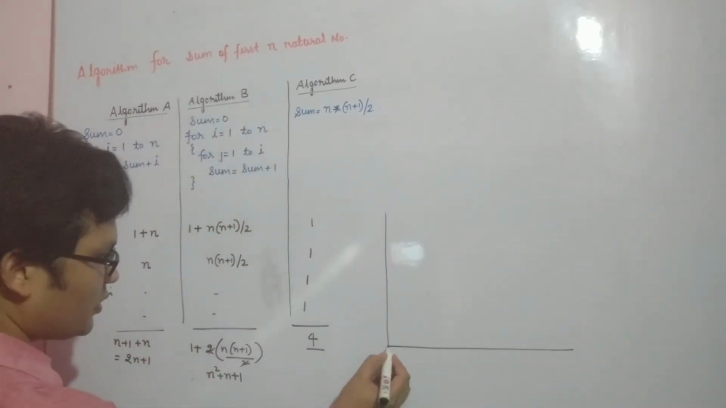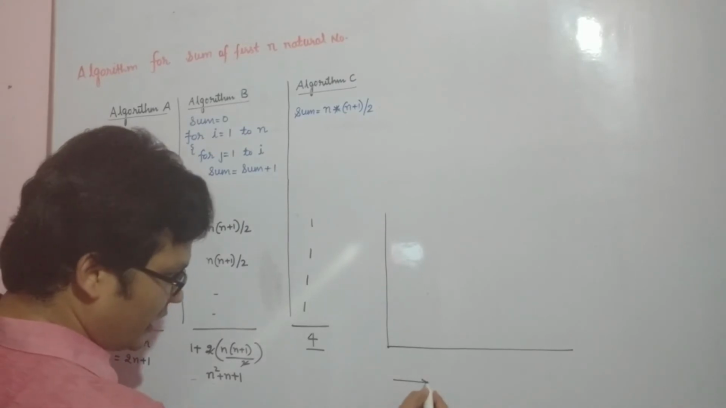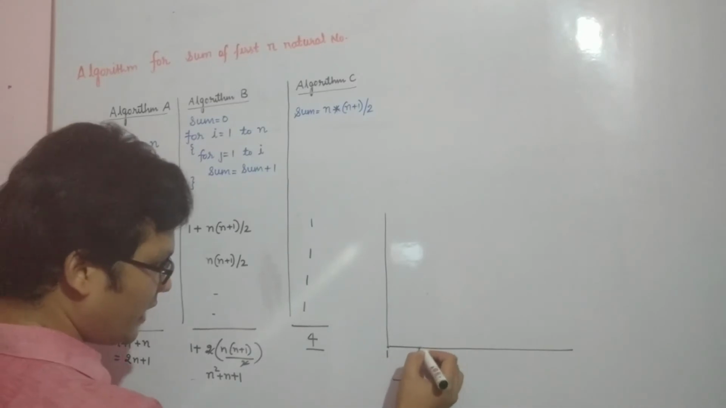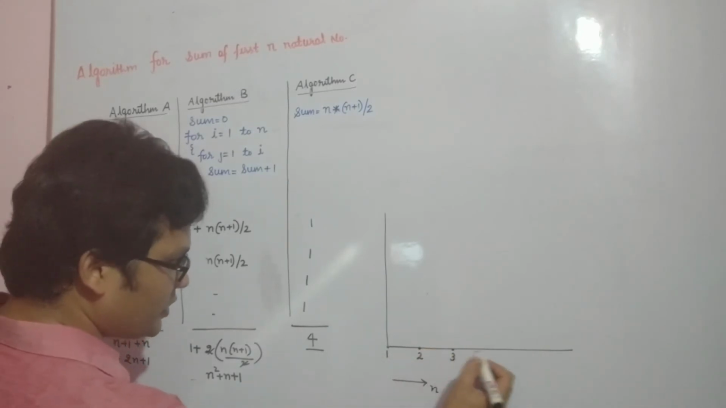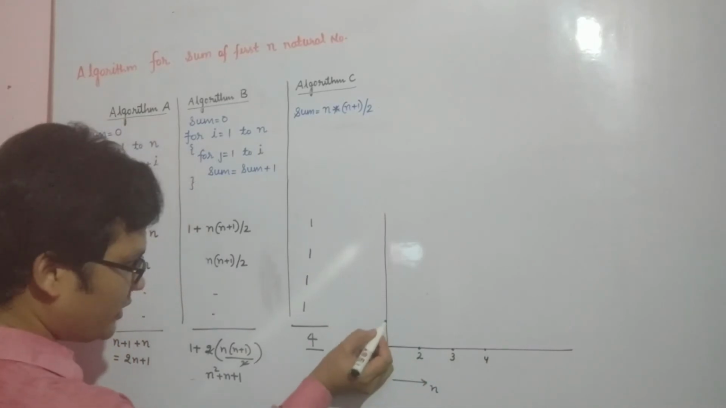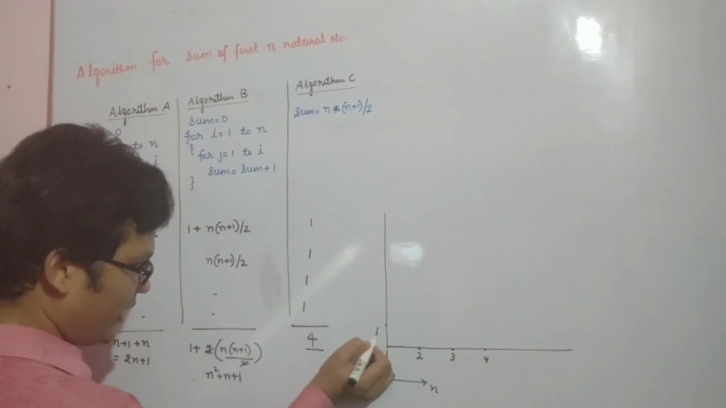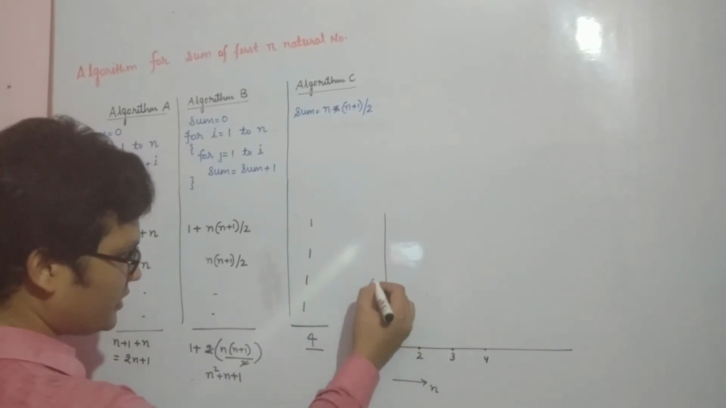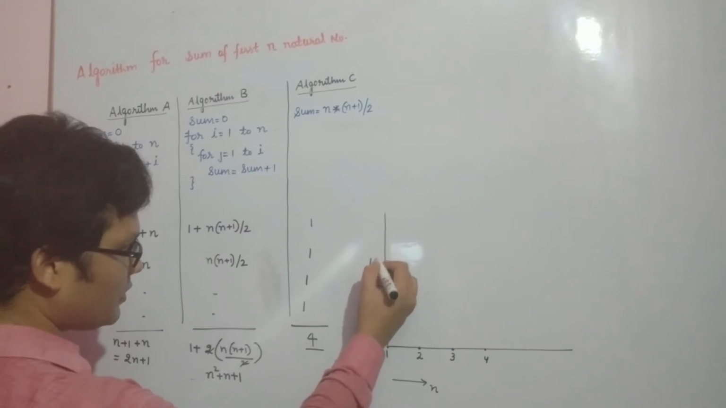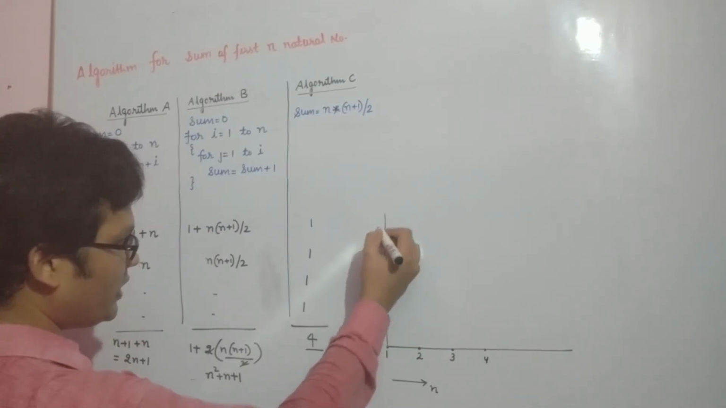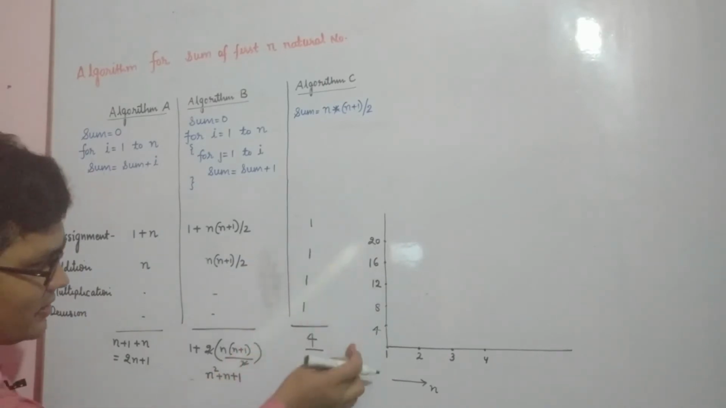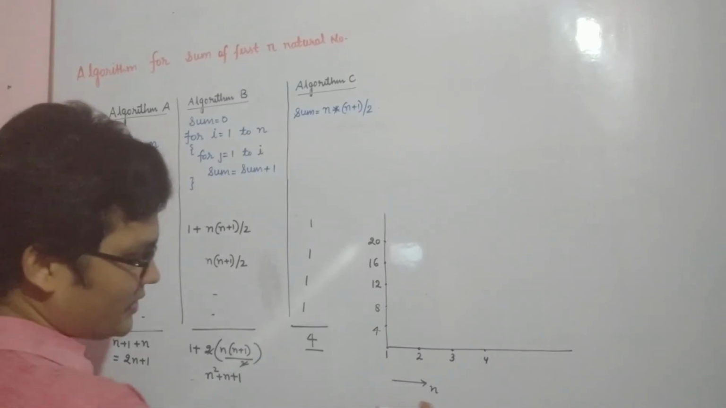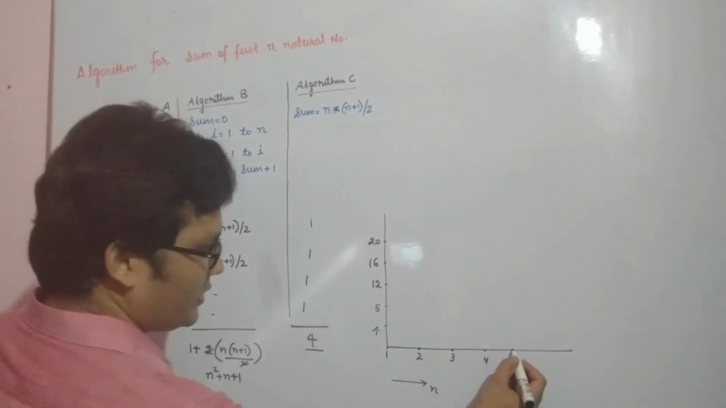See, simple. Just I'm going to take the input. Number of input, this is n, right? Suppose we gave input 1, this is input 2, this is input 3, input 4. Now I'm going to take the operations. So operations I take on the y-axis, with the scaling of 4, 8, 12, 16, 20 and so on. So the y-axis represents the total number of operations, and the x-axis represents the number of inputs we are going to provide. Right?